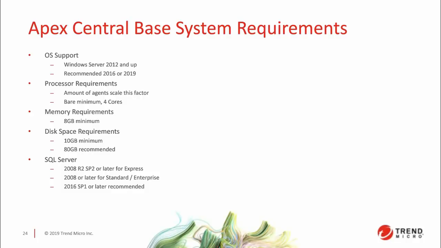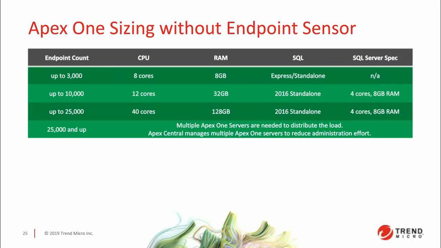All right, here's the endpoint count sizing. This is without endpoint sensor. So as you can see on this chart, 3,000 endpoints need 8 cores, 8 gigs, and that's with Express installed on the machine. You can do a standalone, that's fine. But if you were to have all this on one machine, you have less than 3,000, that's essentially what you'll go for, 8 cores and 8 gigs.